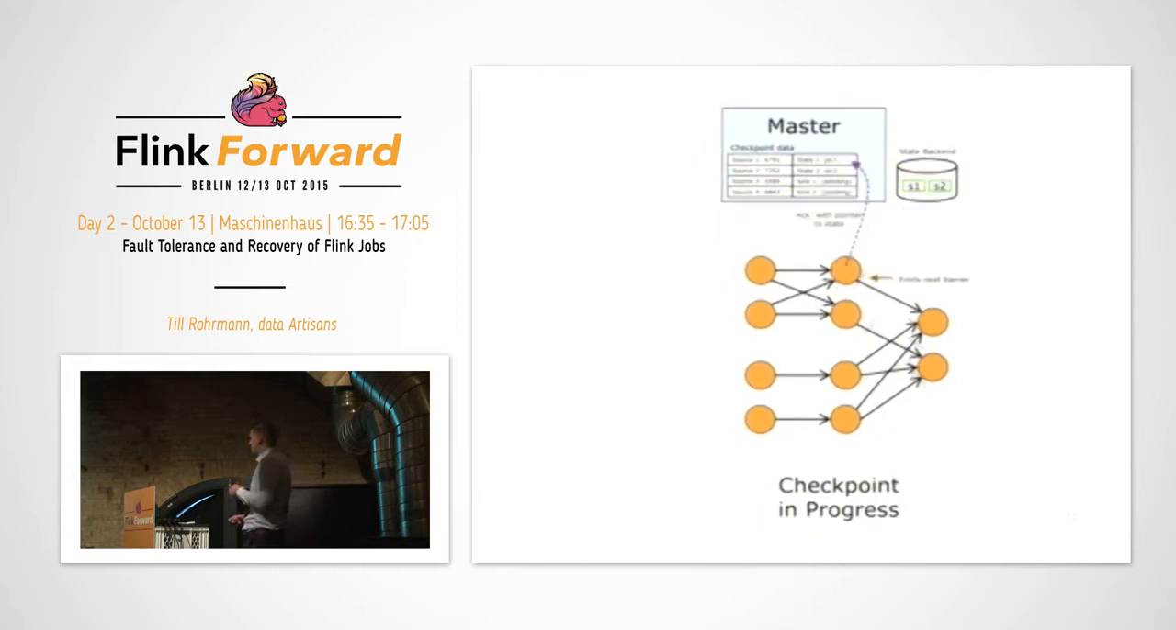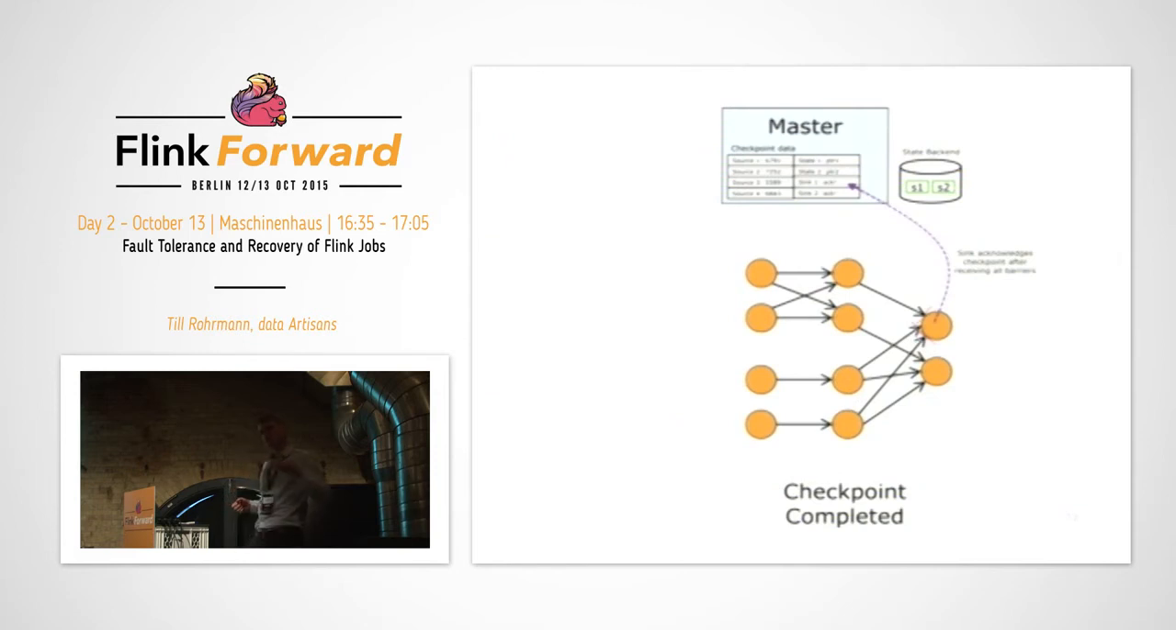The handle to this state is then sent back to the master where it is recorded. Once this is done, a new barrier is emitted to the downstream operators. In this case, from here to here. Okay, this goes on until all sinks have received the barriers from the inputs. And once a sink has received all barriers, it will acknowledge this checkpoint to the master. And once the master has received all the acknowledge messages from the sinks, it knows that a state is complete, or the checkpoint is complete.